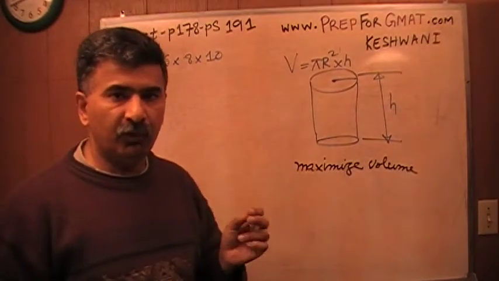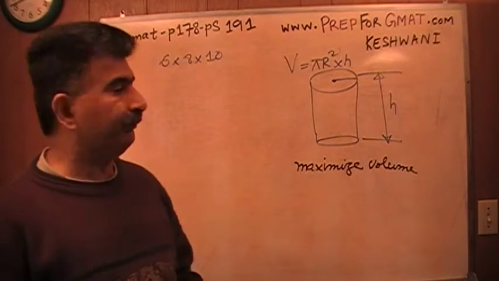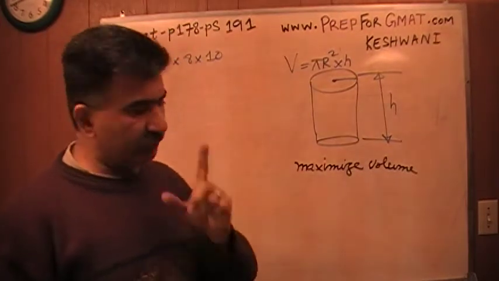Which one is more fruitful? Which one will give me the maximum volume? It is the radius. Why? Think of it for a second.